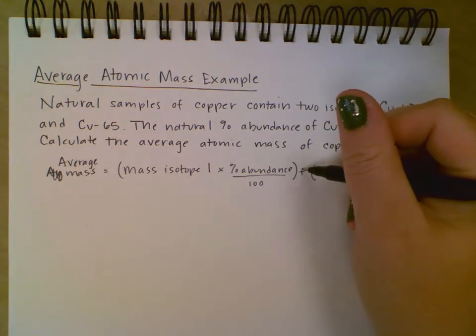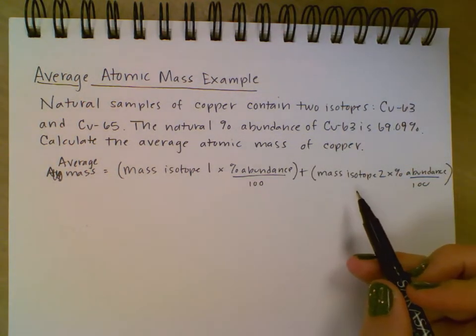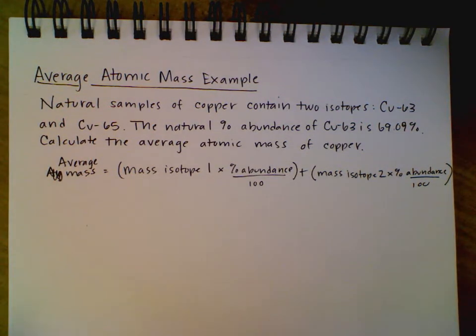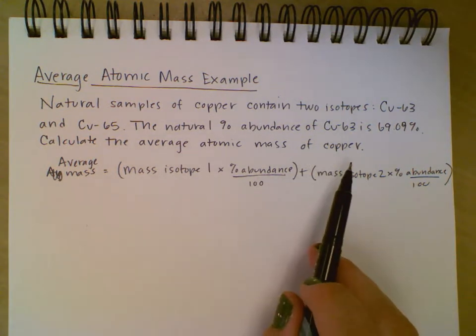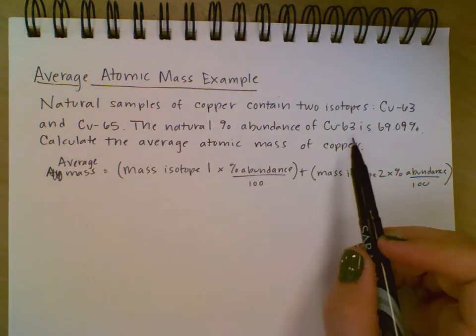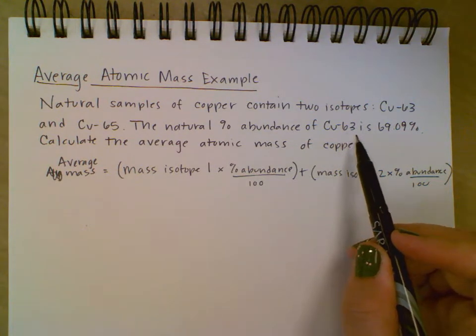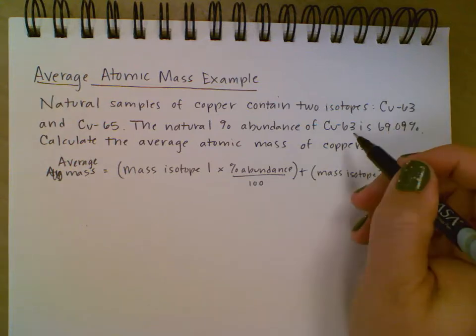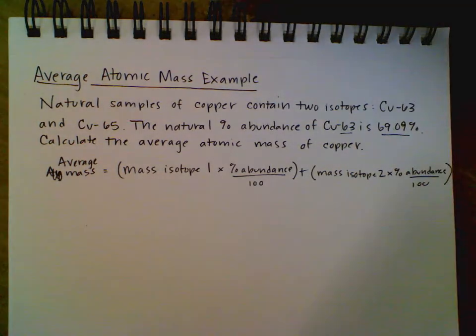Then we add the mass of isotope 2 multiplied by its percent abundance divided by 100 again. And if you had 5 more isotopes, you would repeat this 5 more times. So you repeat this process for every isotope and every abundance. When we take a look at this particular problem, copper 63's abundance is 69.09%. So we know its mass is 63, and we know its abundance is 69.09.